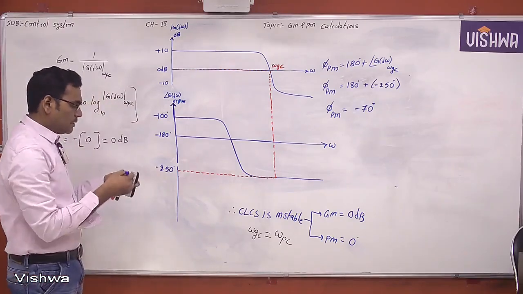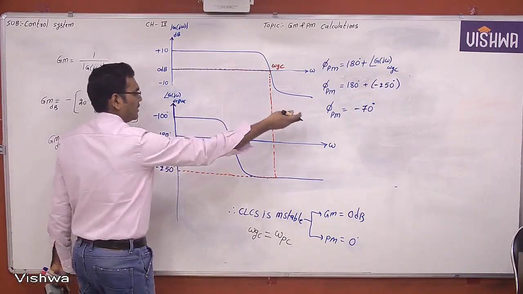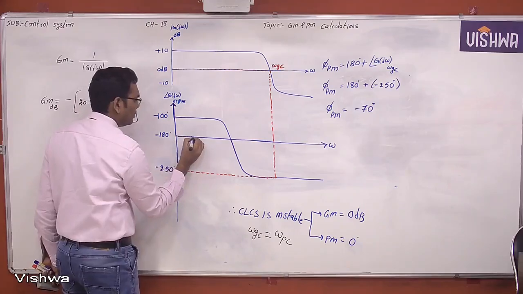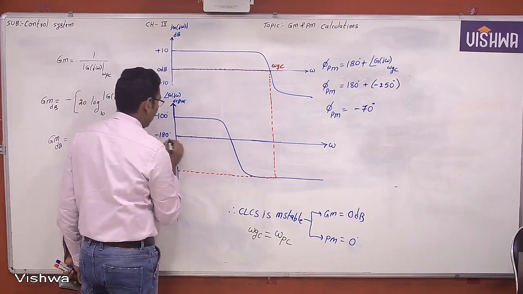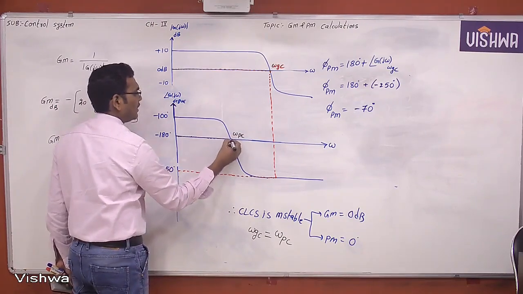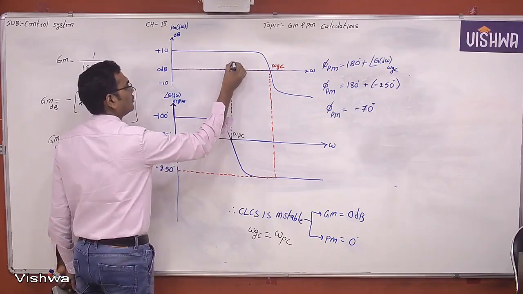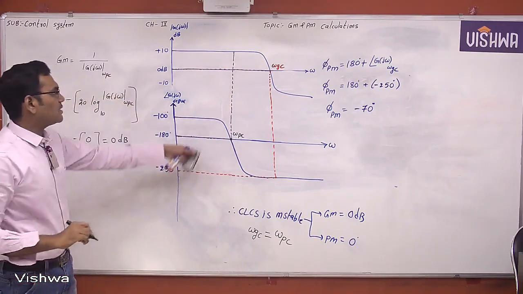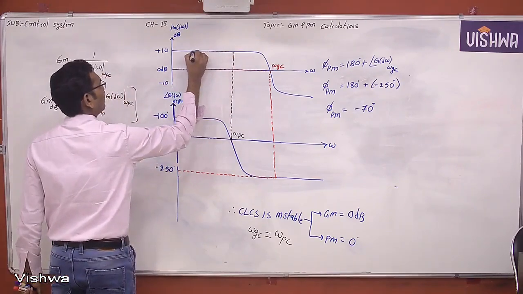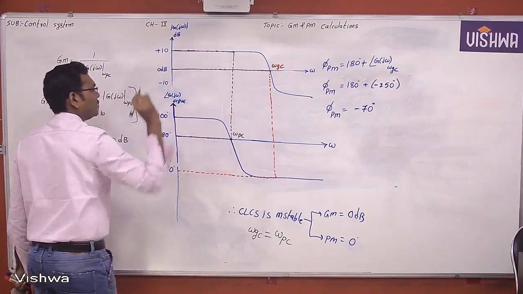Now see here, this is the phase margin. But what is the gain margin? For the gain margin I want the minus 180 degrees line as reference. Now this is minus 180 degrees. The frequency at which the phase angle equals minus 180 degrees is called the phase crossover frequency. At the phase crossover frequency, what is the magnitude?